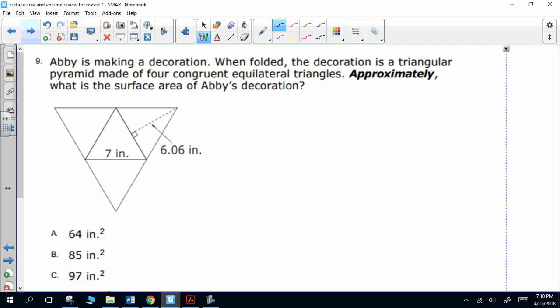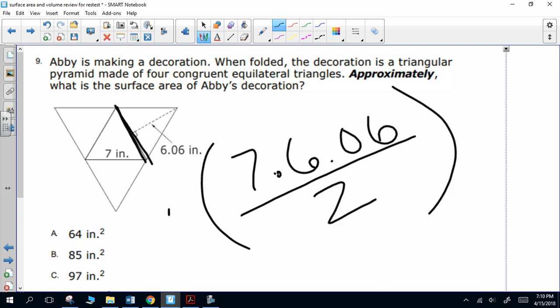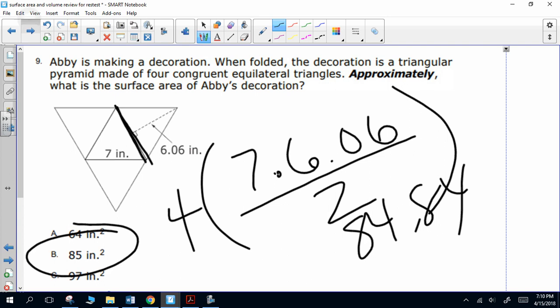Okay, next one. Abby's making a decoration. It's a triangular pyramid with 4 congruent equilateral triangles. What is the surface area? So that means that this side is 7. So I'm going to do 7 times 6.06 divided by 2, because it's a triangle, times 4. So 7 times 6.06, that equals 42.42, divided by 2 is 21.21, times 4 is 84.84, which is approximately 85.